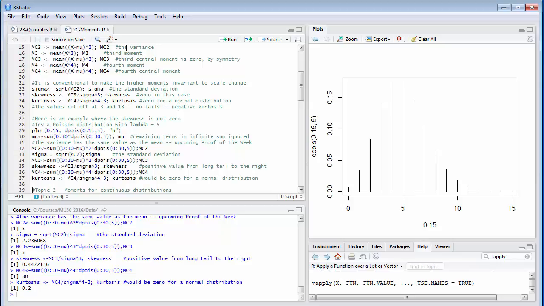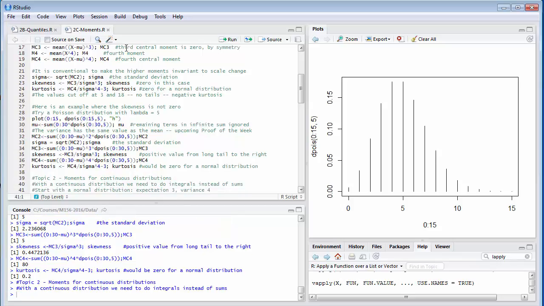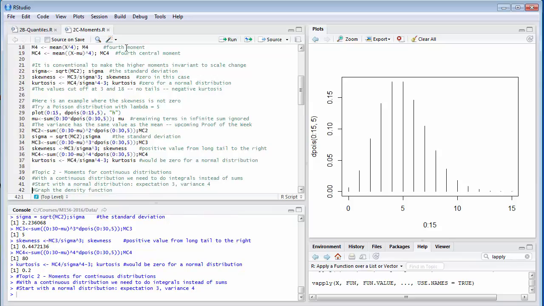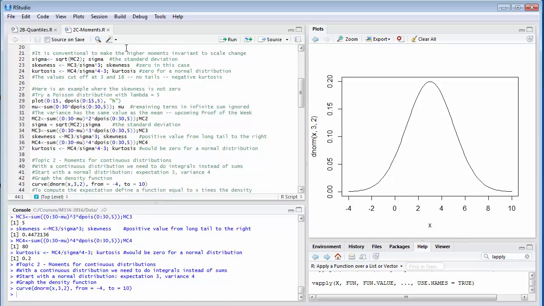We can do the same thing for continuous distributions, but now we need integrals instead of sums. So let's start with the normal distribution, expectation of 3, and variance of 4. Notice I use dnorm(x, 3, 2) because the last argument for dnorm is the standard deviation, not the variance. I need the square root of 4. The function curve will plot this. I needed to experiment a little bit to get appropriate values of from and to for a nice looking plot.